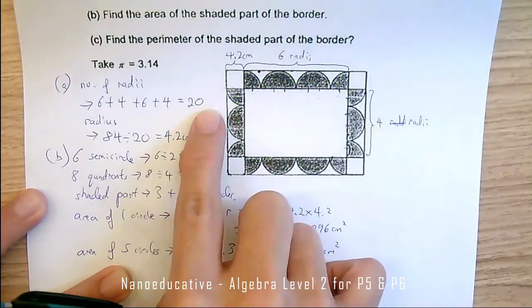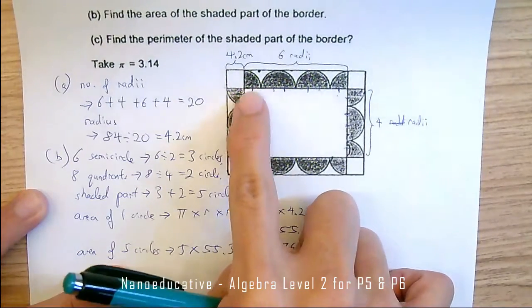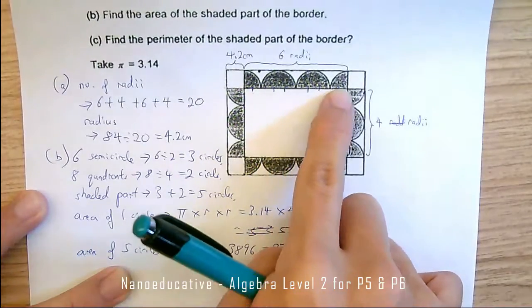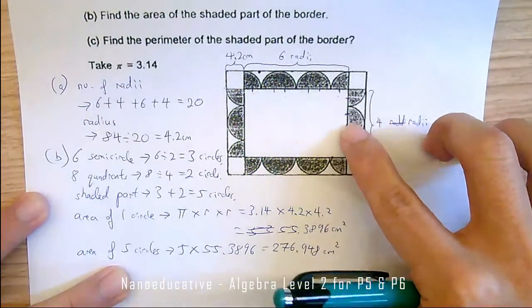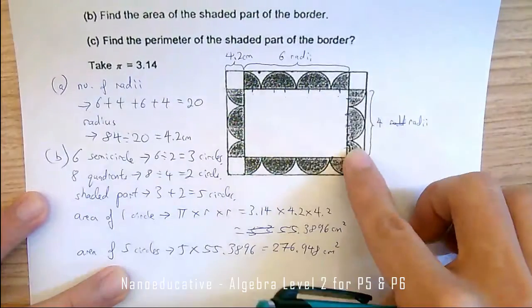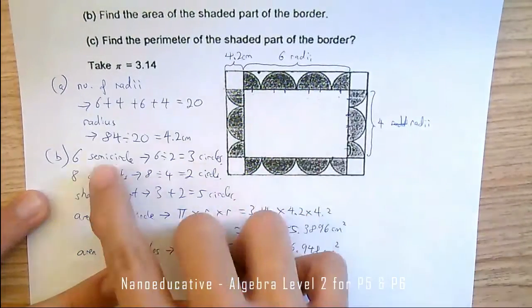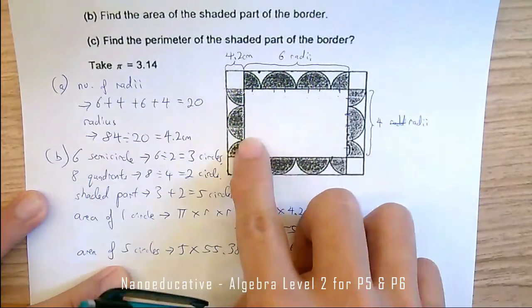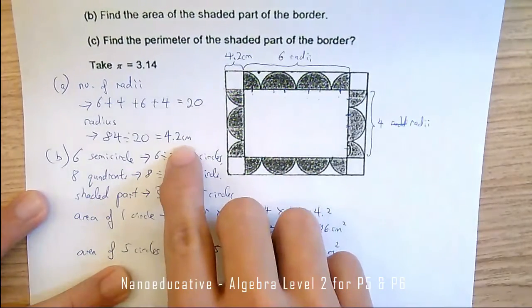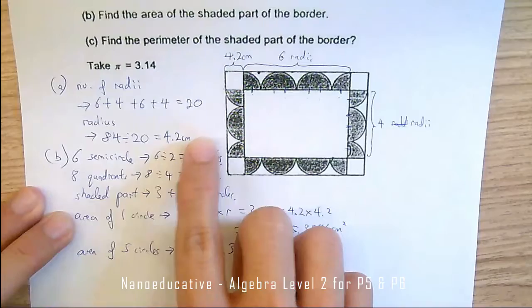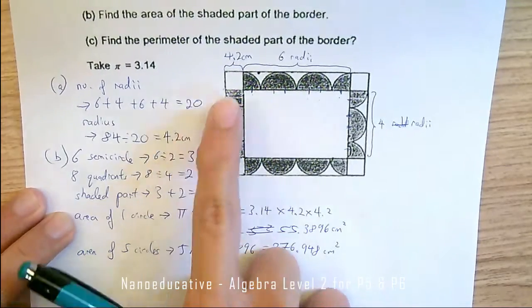So total radii, how many radii do we have? We have 1, 2, 3, 4, 5, 6 over here, and then we have 1, 2, 3, 4. So we have 6 radii and then 4 radii, and the perimeter is 84. So we can just take 84 divided by 20 radii as calculated to find out one radius, which is 4.2. Okay, since this one is 4.2, we found the radius is 4.2, right?